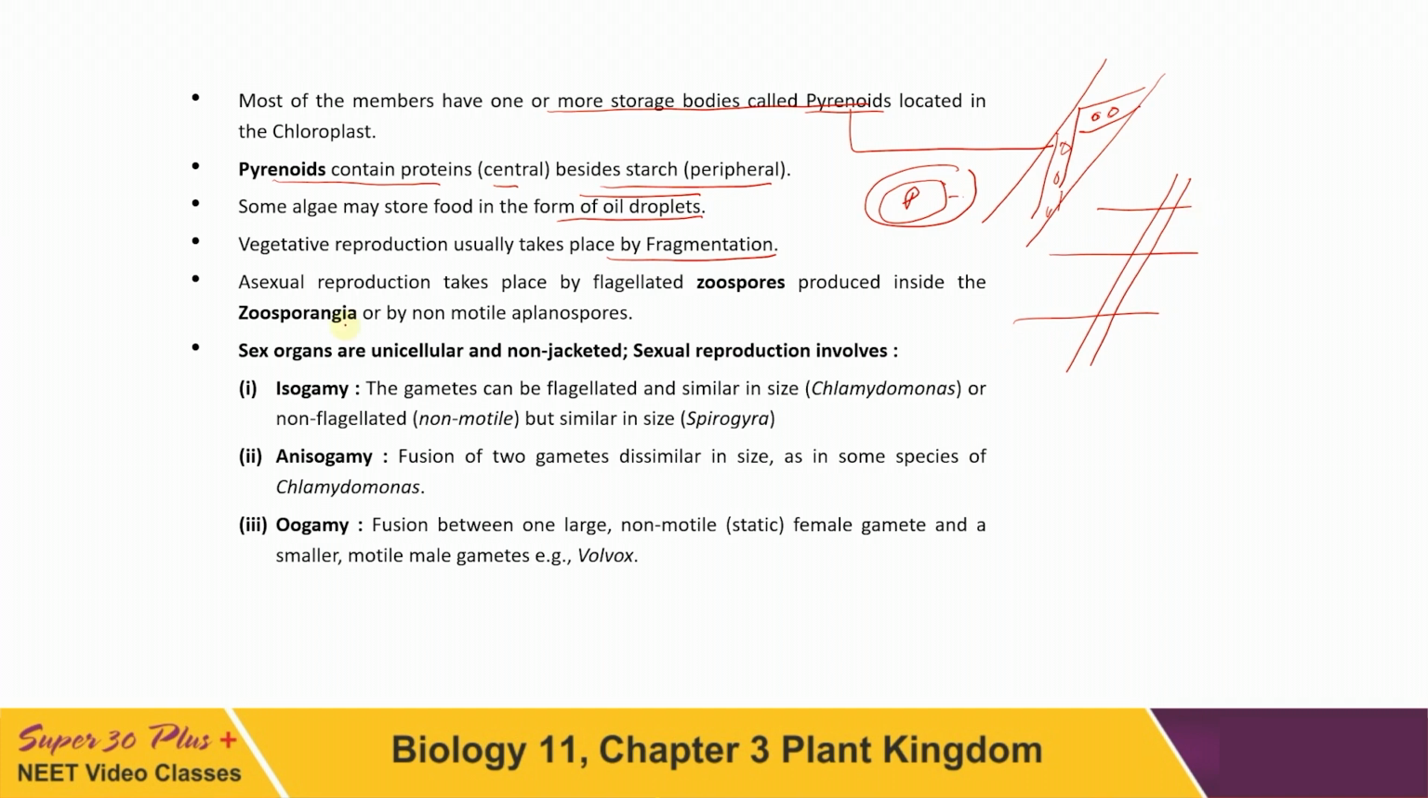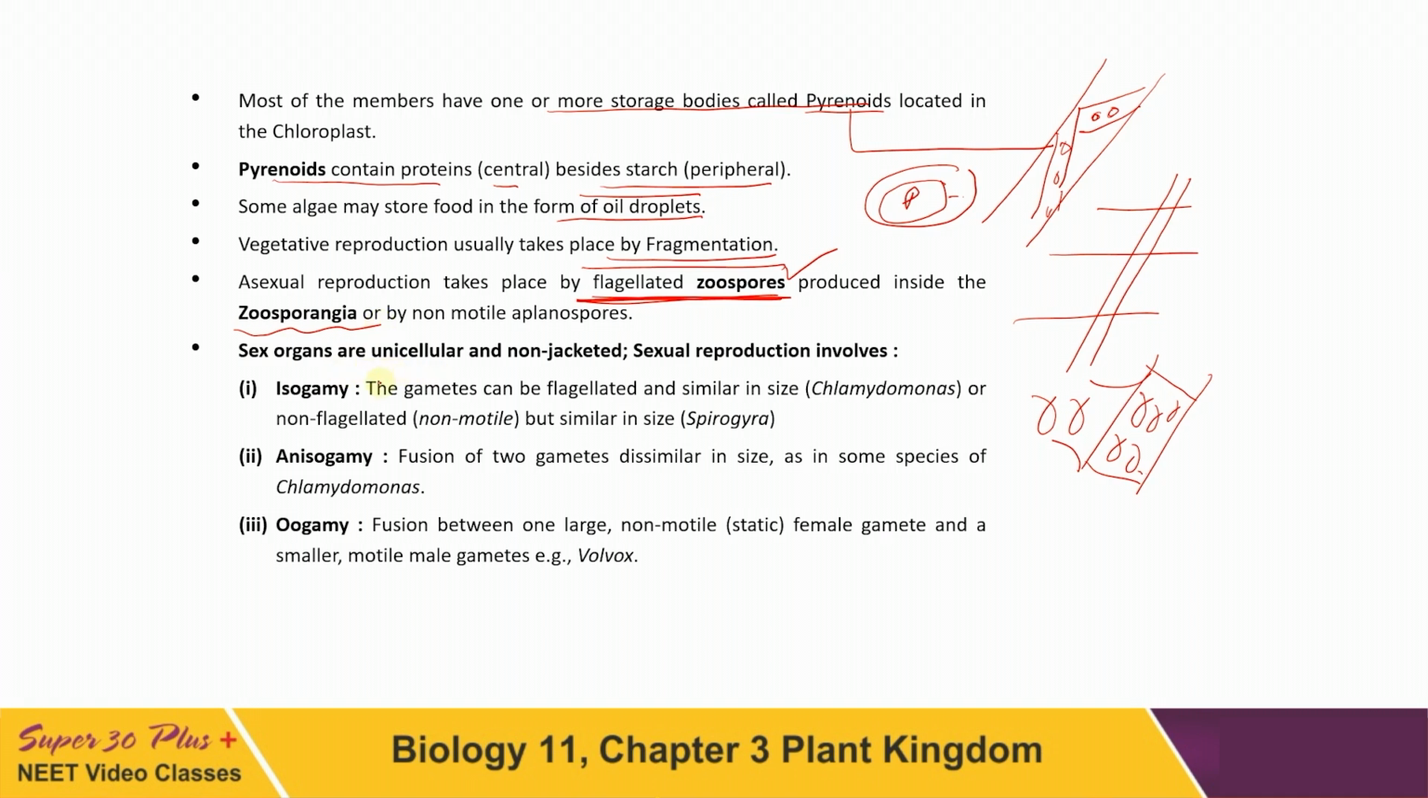Asexual reproduction, as I told you in the beginning of the general characters of algae, is by flagellated zoospores produced inside a zoosporangium. This is a vegetative cell that will be converted into a zoosporangium. The nucleus will divide by mitosis and these zoospores will be formed. The cell will rupture and the zoospores will be released in water. These are flagellated zoospores. That is the most common method. The cell which makes the zoospores is known as zoosporangia.